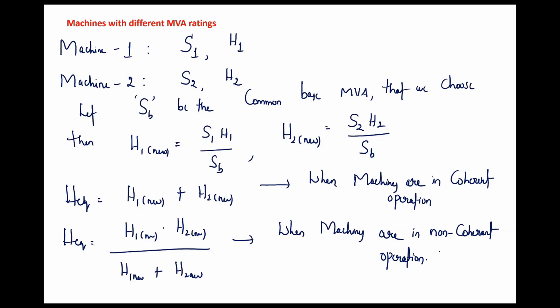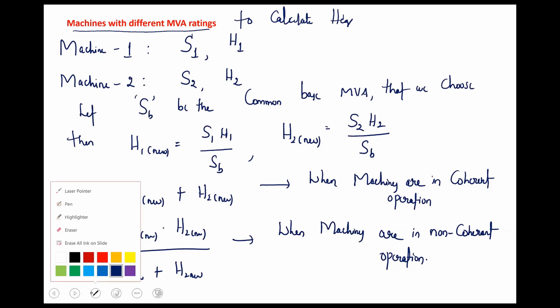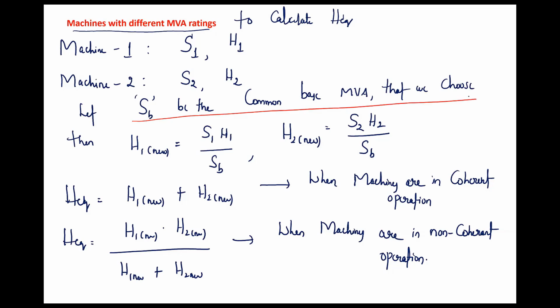Understand? So when the machines are having different MVA ratings, to calculate H equivalent, the equivalent inertia constant, we will choose one common base MVA, S base, and on that common base MVA we'll calculate the H1 new, H2 new, and depending upon how the machines are operating, we'll calculate the H equivalent. Okay.